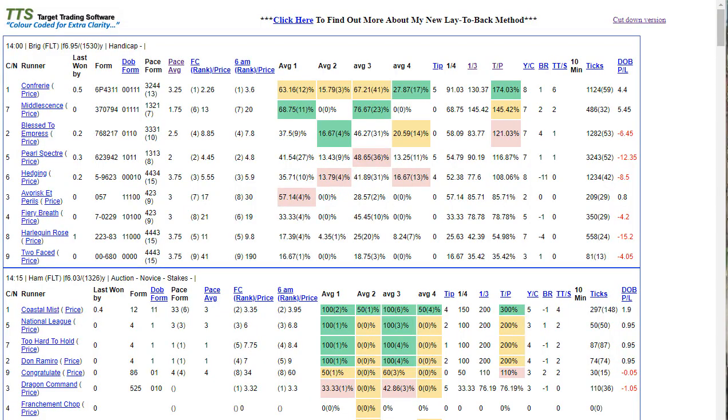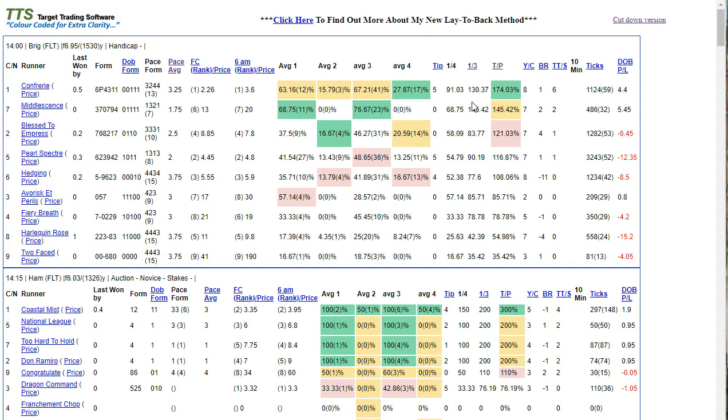Hi, it's Malcolm here. So there's been a lot of talk about pace average the last few days, or last couple of weeks actually, in the Facebook group and in my emails. So I just wanted to show you how it looks with TTS in case you haven't seen it and want to use it.